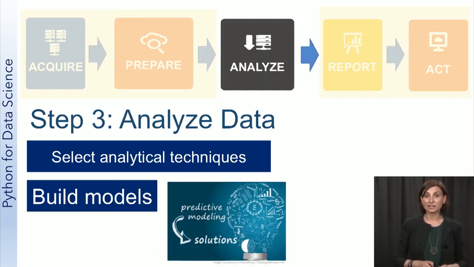The prepared data then would be passed on to the analysis step, which involves selection of analytical techniques to use, building a model of the data, and analyzing results. This step can take a couple of iterations on its own, or might require a data scientist to go back to steps 1 and 2 to get more data or package data in a different way.